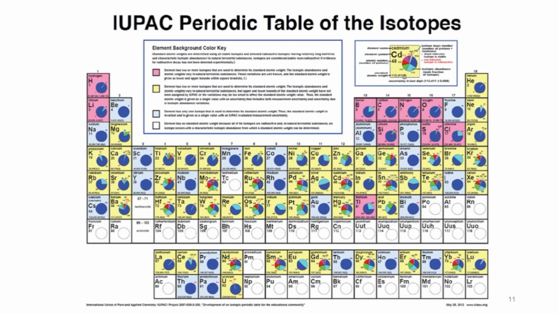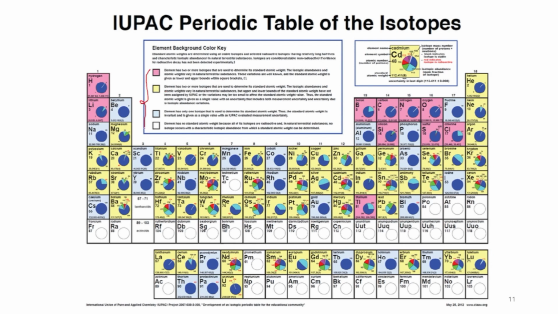Now let's see the IUPAC periodic table of the isotopes. I will recommend that you go to that website and check this periodic table of the isotopes. In this periodic table, it is given how many isotopes there are for each and every element. You can see these wheels. The number of segments of these wheels tells how many isotopes there are. And you can see the color coding as well.